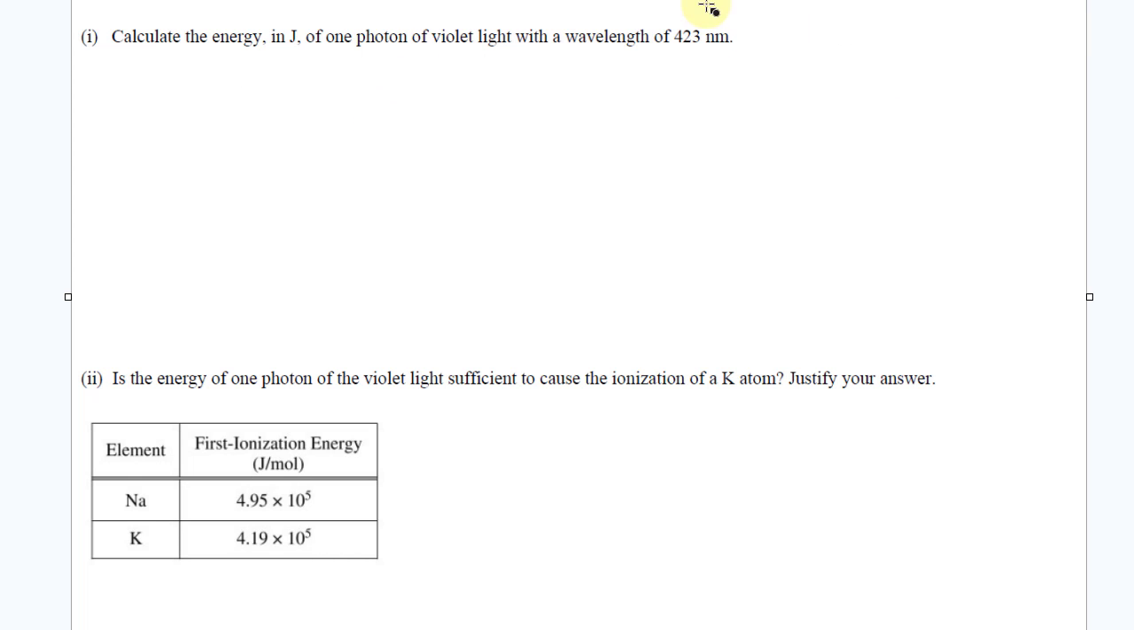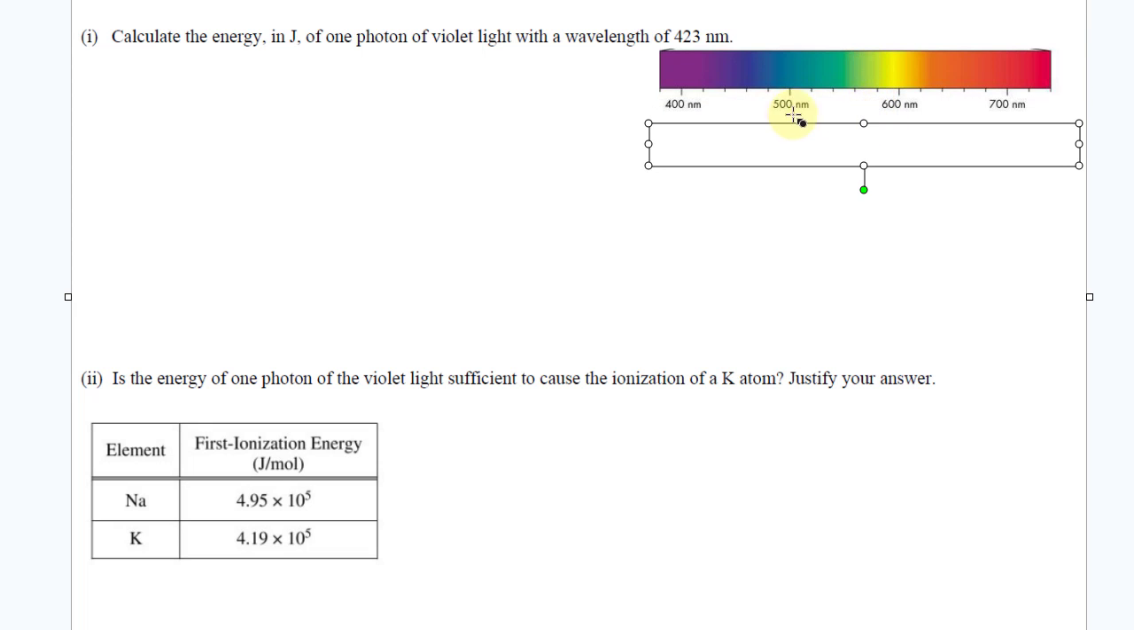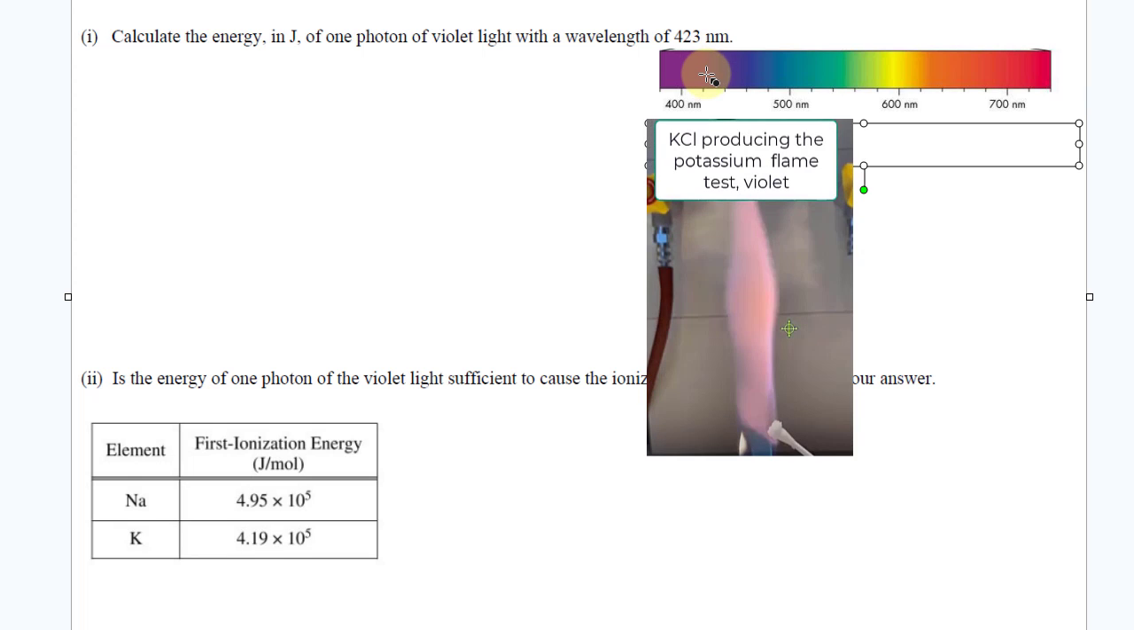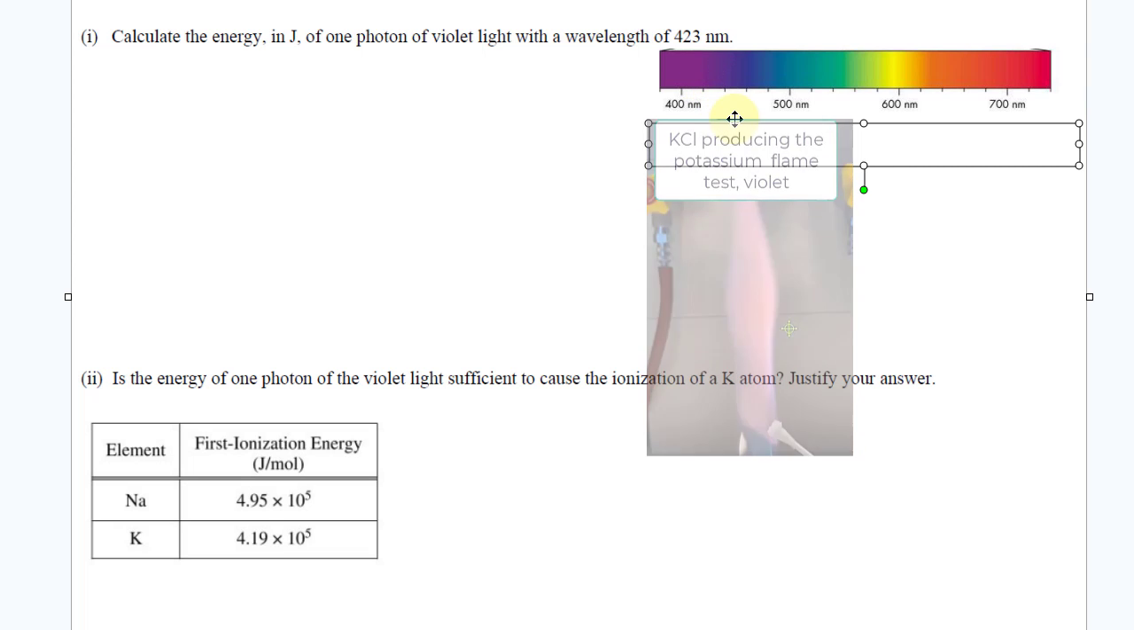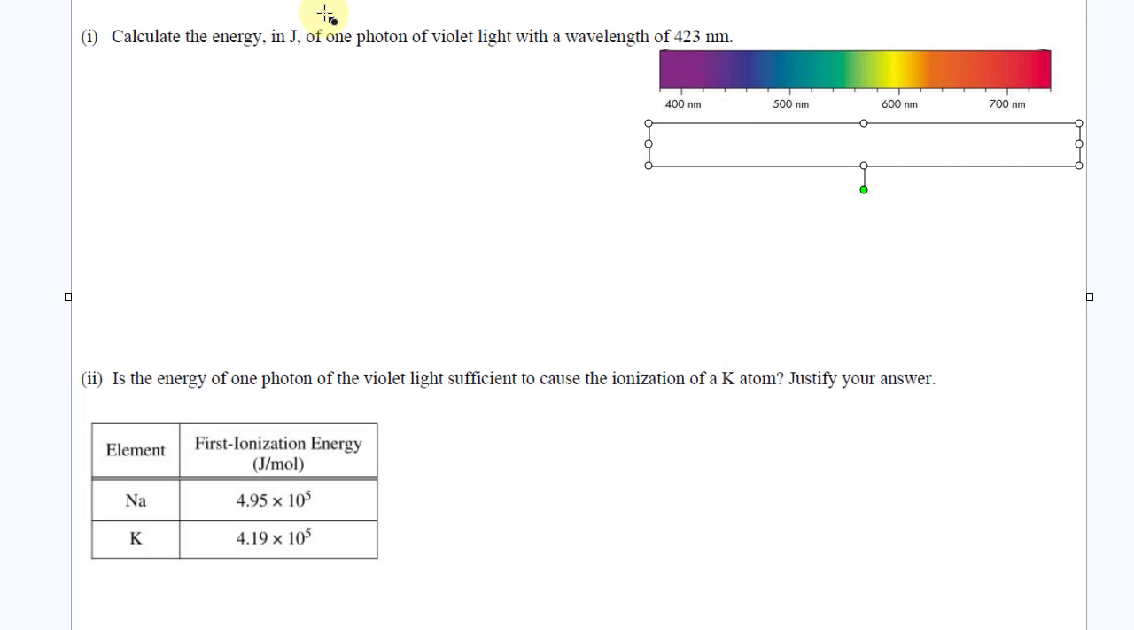In AP Chem, they usually talk about photons of light in terms of nanometers, billionths, 10 to the negative 9 meters. And violet light is right here, around 400 to 429. That's the violet that you would get from the potassium flame, where electrons dropping down from an excited state produce that violet. Well, how are we going to calculate energy?